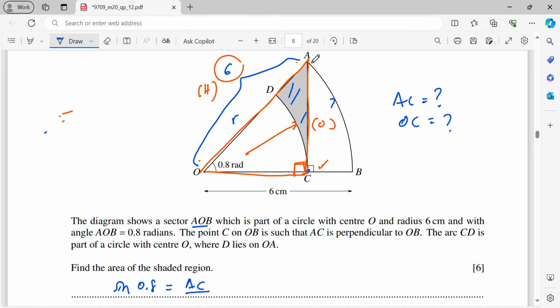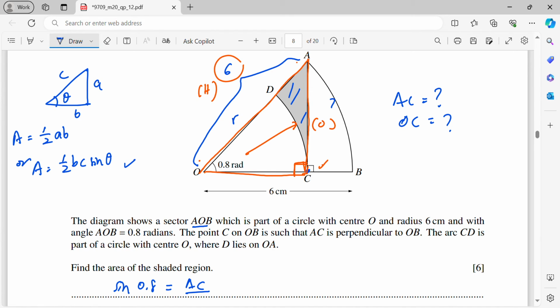Okay, I find AC. Or you can just find OC directly. We have two methods to find the area of the triangle. Just for information, you can use half AB, here A, here B, with no need to use the angle. But since the angle is given, you can say the area equals half BC sine theta. So I'm going to use this, then you can get the answer faster.